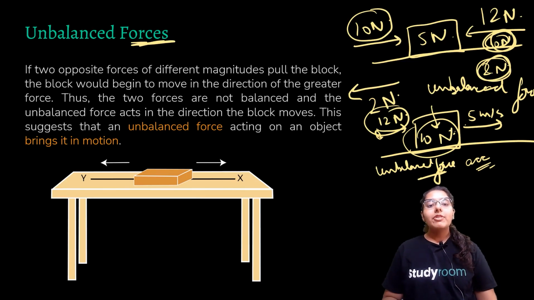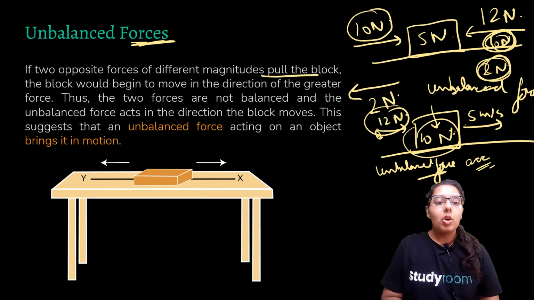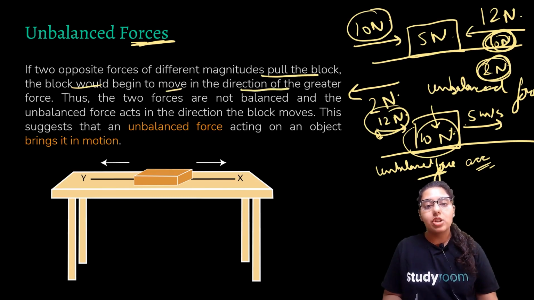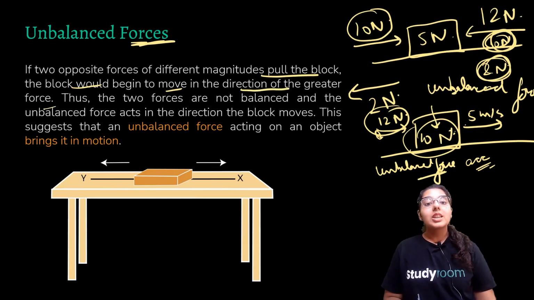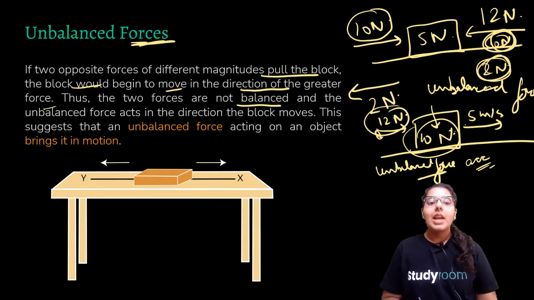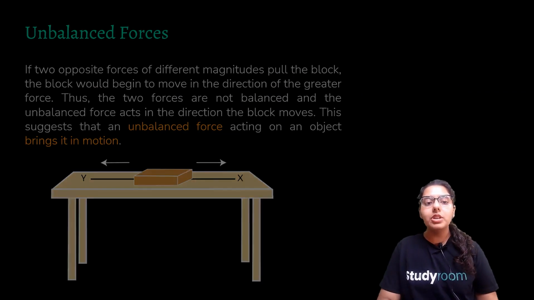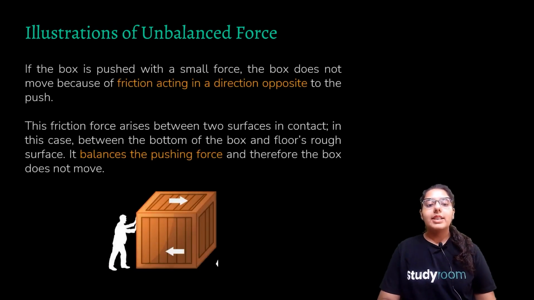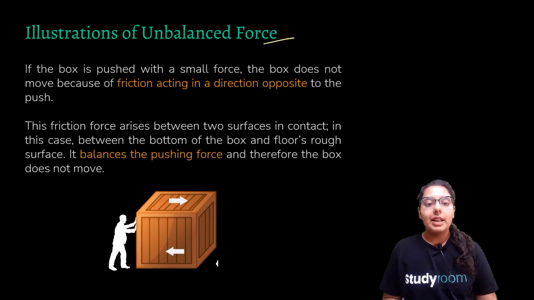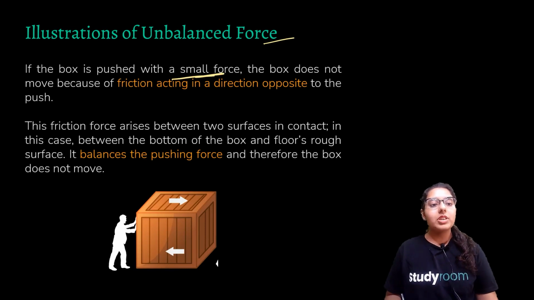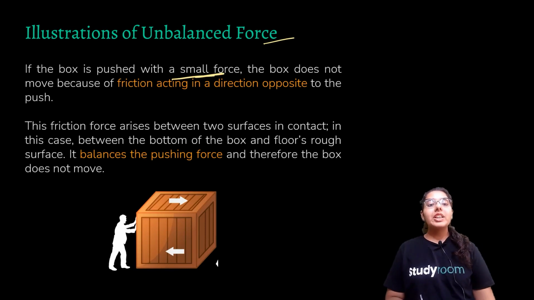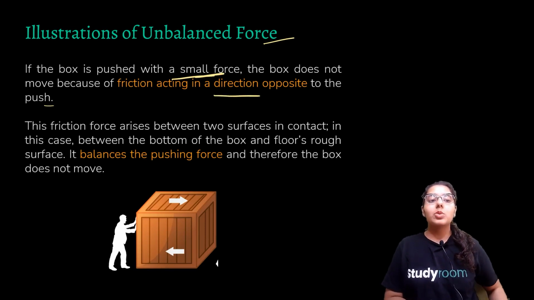So, if two opposite forces of different magnitude pull, the block would begin to move in the direction of the greater force. Thus, the two forces are not balanced and the unbalanced force acts in the direction the block moves. This suggests that an unbalanced force acting on an object brings it in motion. So, let's do some examples of unbalanced forces. For example, if a box is pushed with a small force, the box does not move because of friction acting in a direction opposite to the push.